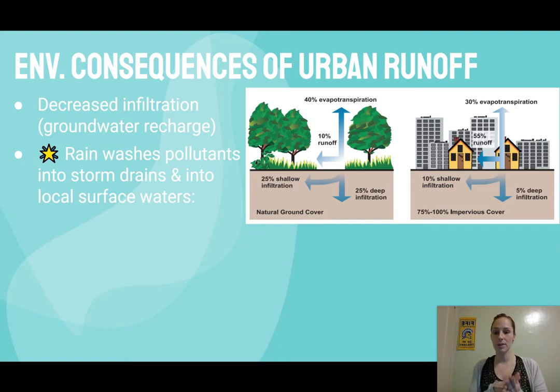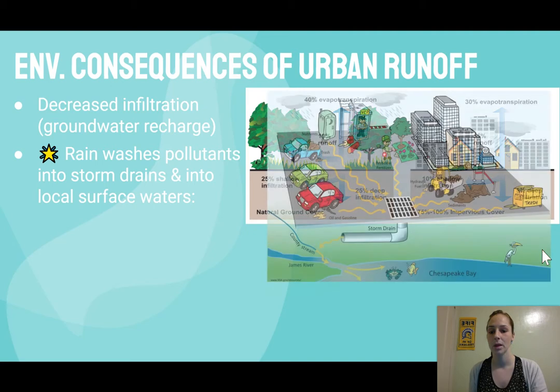Now, one of the problems with this is that rain is going to come down and wash pollutants into storm drains and into local surface waters. And remember that water that goes into storm drains usually doesn't actually get treated. It just goes straight into the local body of water. So any pollutants that come with it usually end up going straight into those surface waters.